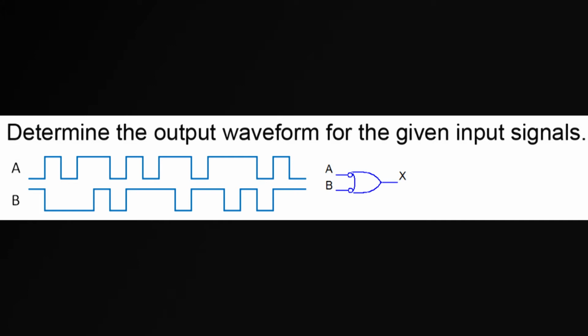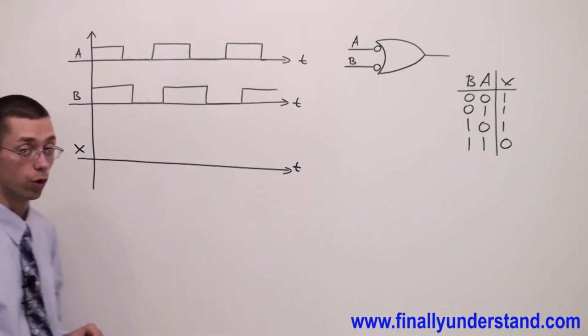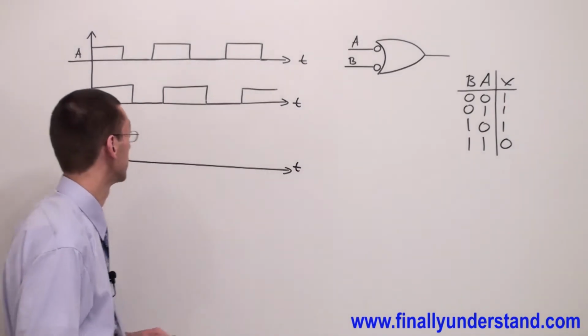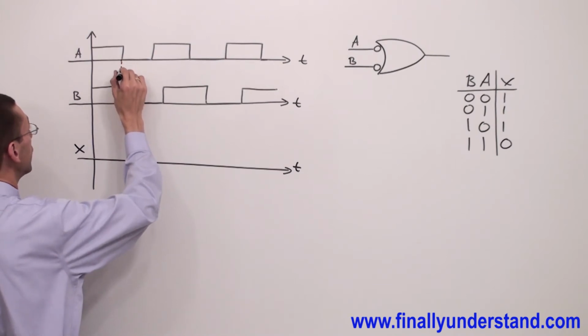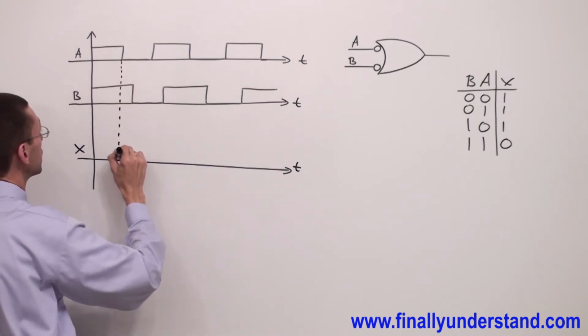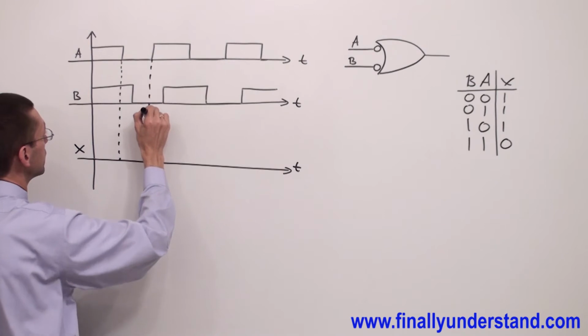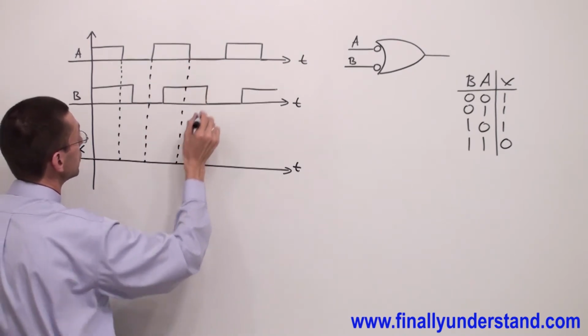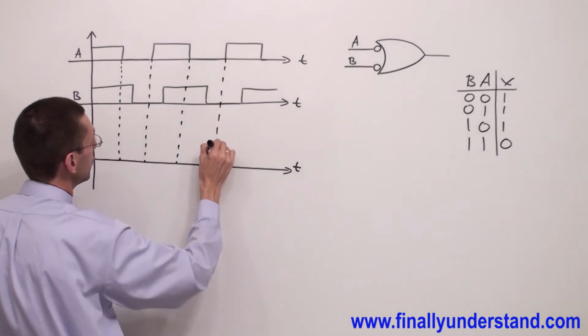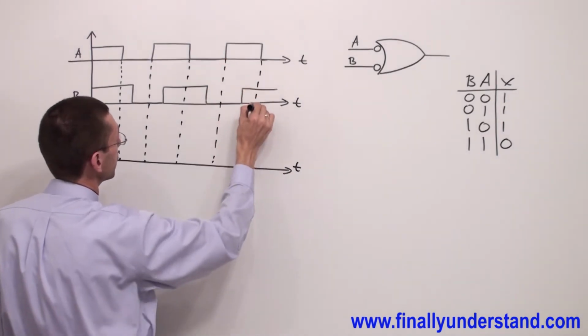Determine the output waveform for the given inputs. Like always, we're supposed to mark the changes first for each input waveform. Okay, this is my first transition, this is my second transition, this is my third transition, fourth, and this is the fifth one.